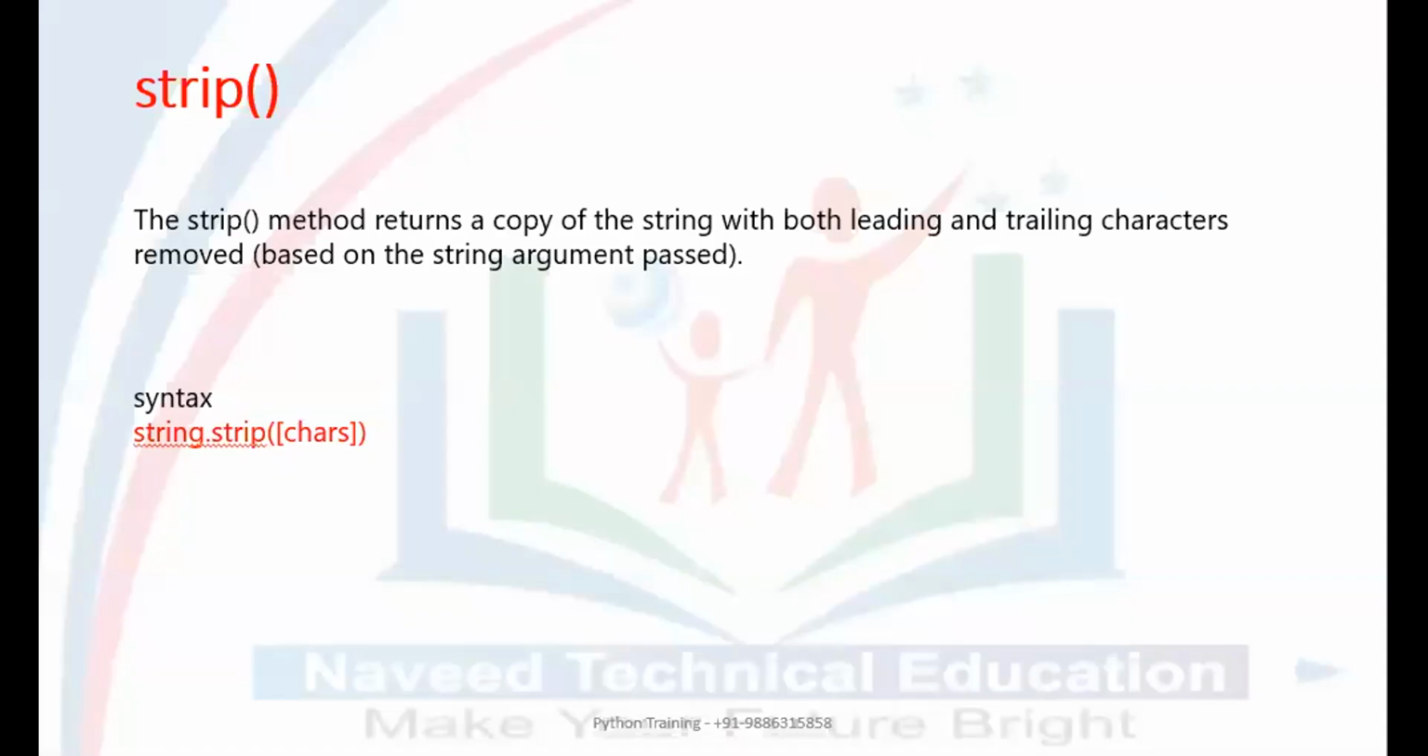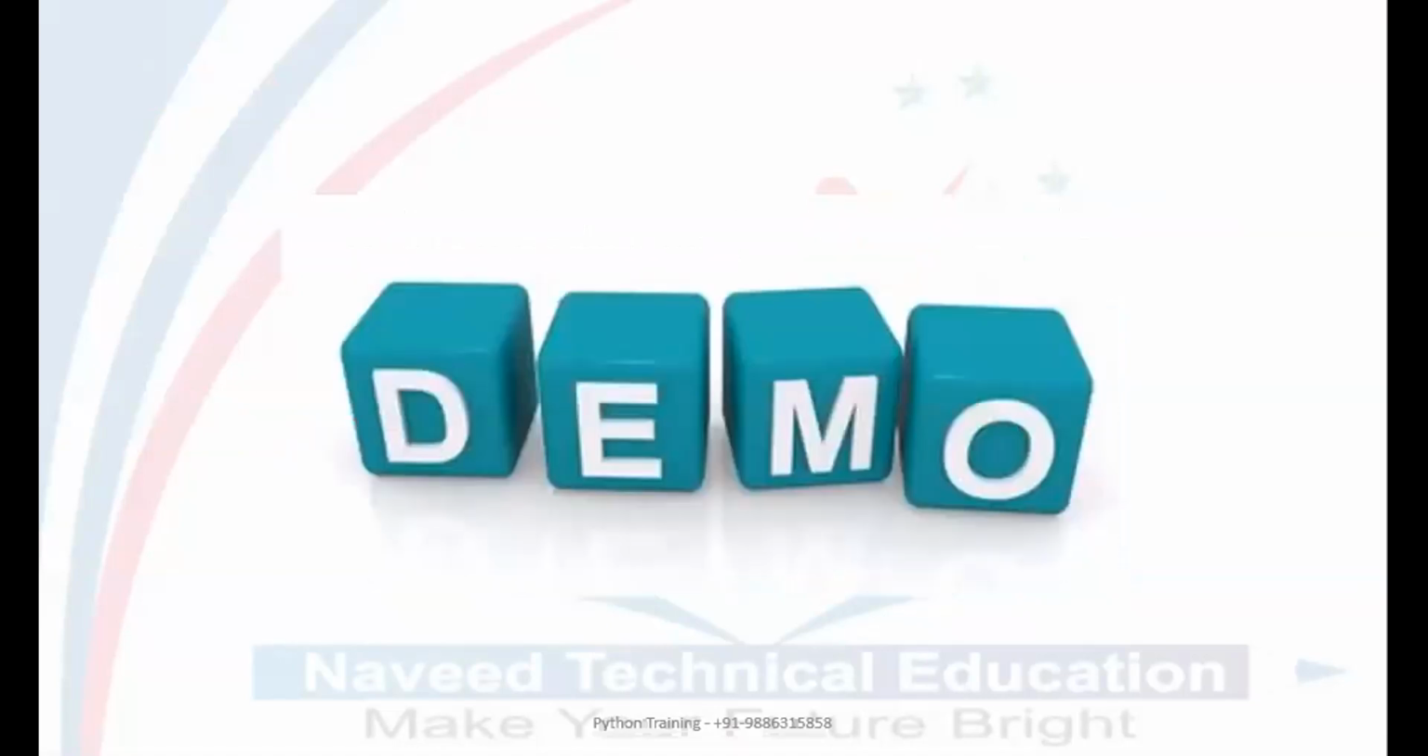Now let's have a look at the strip function. See, the strip method basically returns a copy of the string with both leading and trailing characters removed. It removes based on the string argument passed. So very simple, string.strip, and then you have to give the characters. So let's have a look at the demo to have a better understanding of this strip functionality.